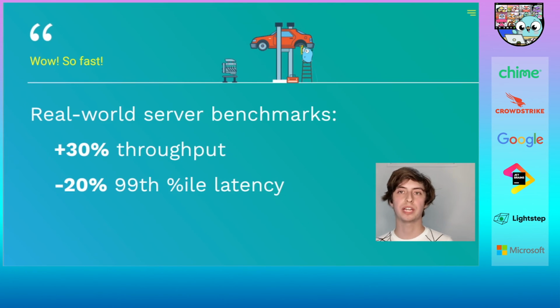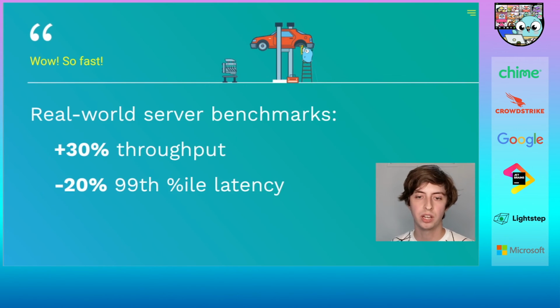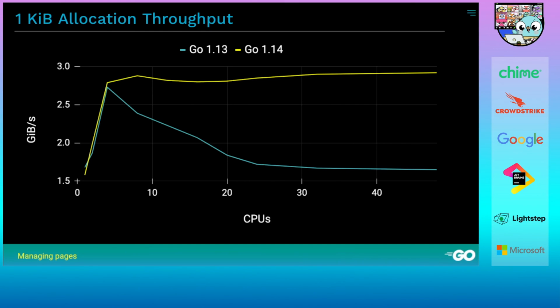Great. So this scheme rolled out in Go 1.14, and we saw some big improvements in allocation-heavy web service benchmarks running with a lot of cores. Up to 30% improvement in throughput and 20% reduction in the tail latencies. And stepping back to our 1 kilobyte allocation throughput microbenchmark, it works a lot better. This microbenchmark is somewhat unrealistic, so that's part of why it doesn't scale up very smoothly. But now we're no longer collapsing, and that's really what we were after.